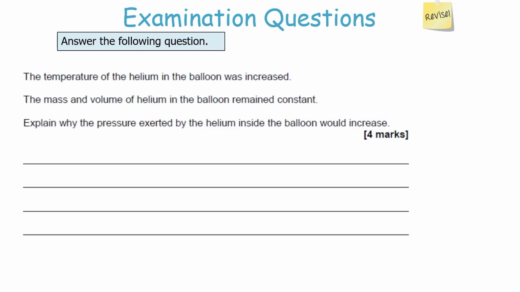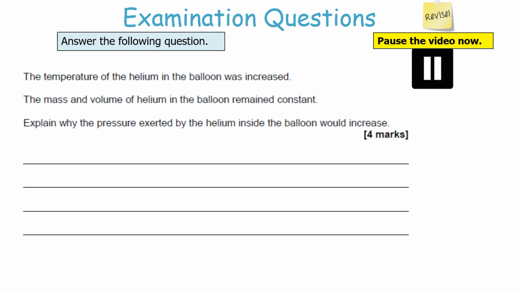The next question says, the temperature of the helium in the balloon was increased. The mass and volume of helium in the balloon remain constant. Explain why the pressure exerted by the helium inside the balloon would increase. So pause the video now, then unpause the video when you want to go through your answer.